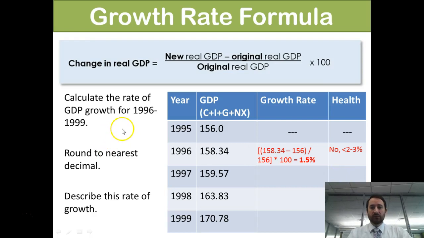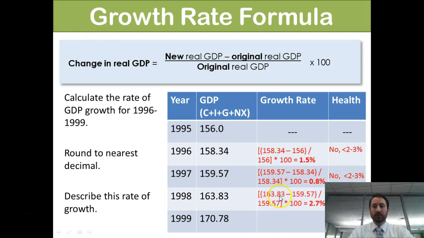All right, so how did you do there? Let's take a look in 1997. We have 159.97, our new GDP, minus our old GDP, or original GDP, divided by the original, and we should get 0.8%. I think it was 0.77 for the decimal. And so that is not healthy, that's low. So the economy is growing, but it's not growing very much. We want it to grow a little bit faster.